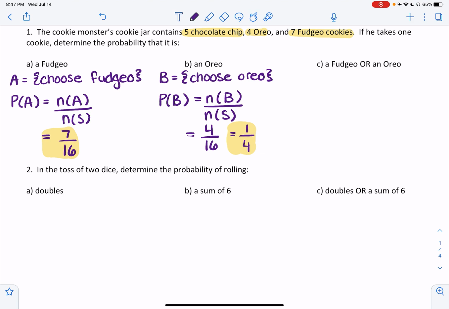Okay, now for C. We want to determine the probability that the randomly chosen cookie is a Fudgio or an Oreo. So when we have this word or, we need to think to ourselves, are these mutually exclusive events? Can I simultaneously choose a Fudgio and an Oreo? No, I can't simultaneously have a cookie that is both a Fudgio and an Oreo. It has to be a Fudgio or an Oreo. So these are mutually exclusive.